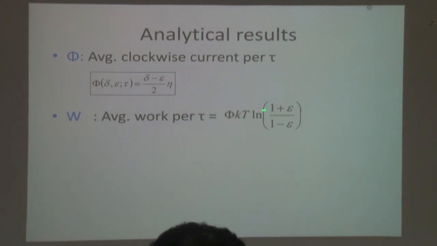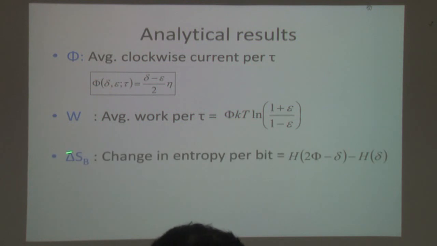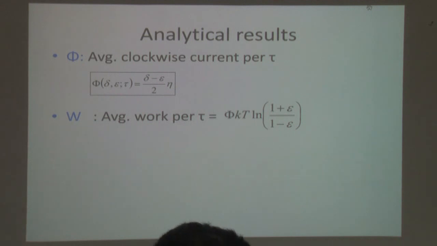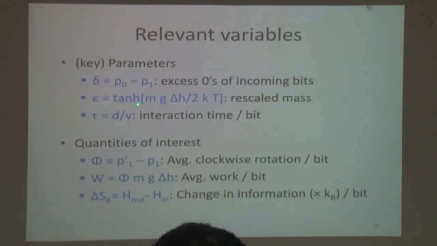And of course, if we know phi, we can calculate the average work done and also the change in information per bit using this formula. So, delta is the excess proportion of zeros. Epsilon you can think of as a rescaled mass or weight, and tau is the interaction time with each bit.